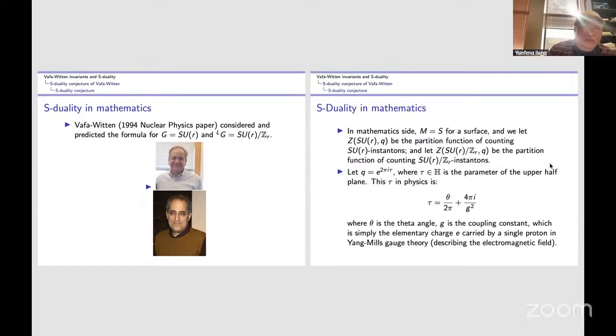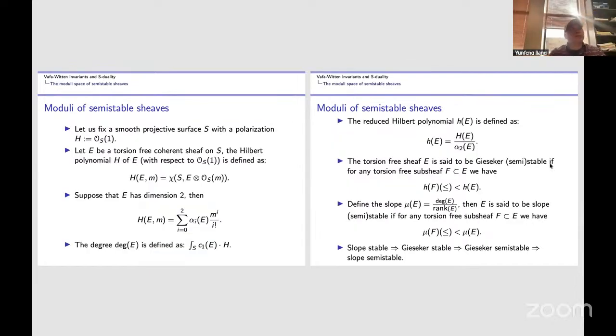This is coming from the moduli space, the so-called moduli space of Higgs bundles, which Marina is working on, right? Working on moduli of curves. But now we are in the situation of algebraic surfaces. So for this, let's fix a smooth projective surface S with polarization H, an ample divisor, and E is a torsion-free coherent sheaf on S.